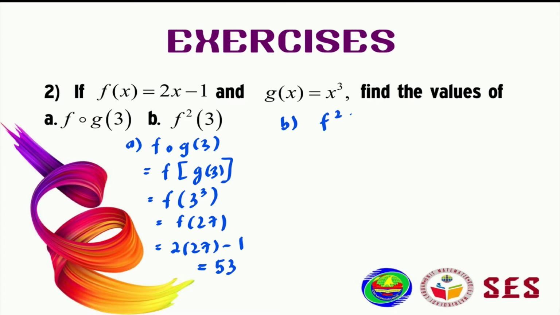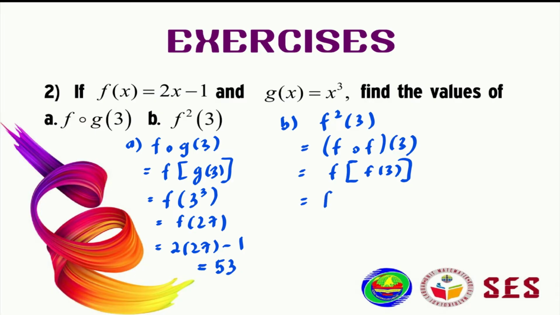This is not f squared, by the way. We need to find the composition of f with f itself, and we've got this 3 here, which can also be written as f composed with f(3). Alright, so we need to substitute 3 first into the function f here. So we will write it like this.